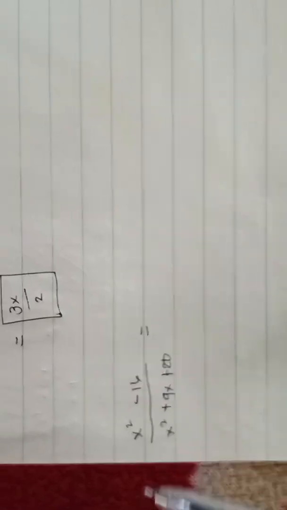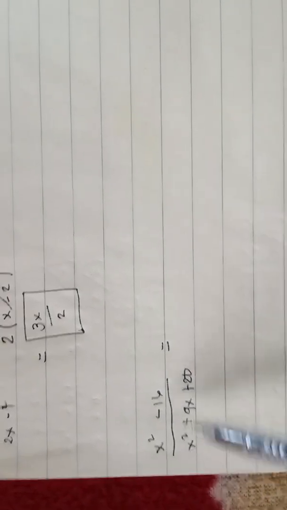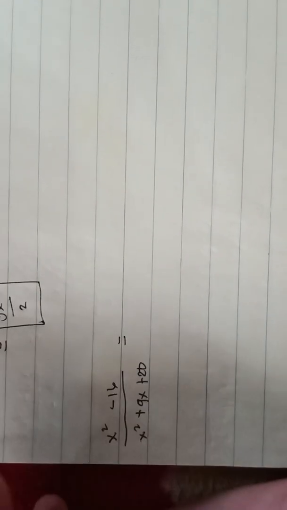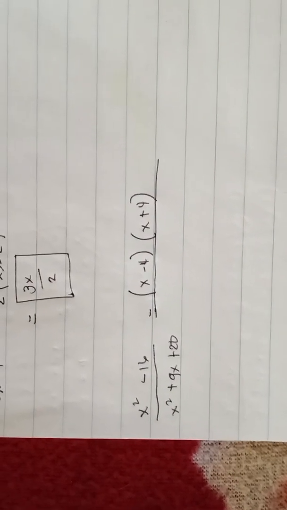We know that x squared and 16 are perfect squares. Gagawin natin, extract natin yung square nila so that we can factor them. We know that the factors of x squared minus 16 are x minus 4 times x plus 4. Okay. Nakuha natin yung factor ng numerator.